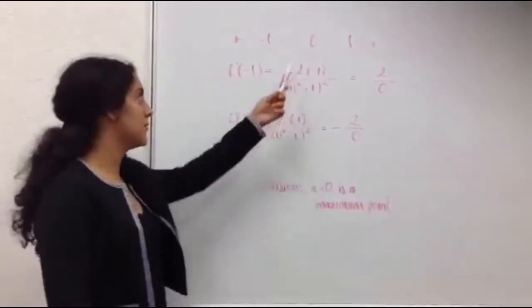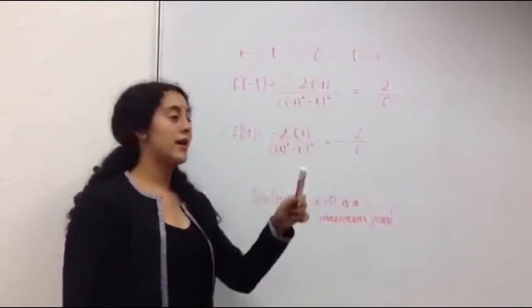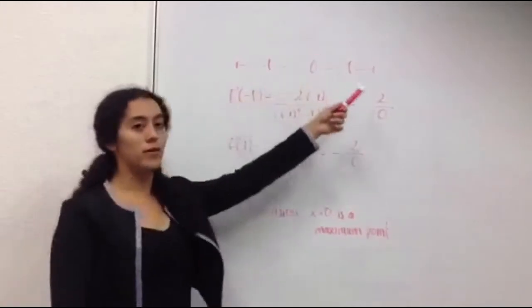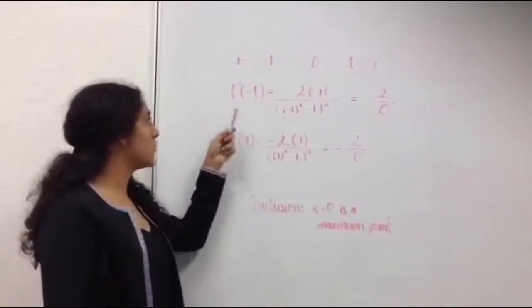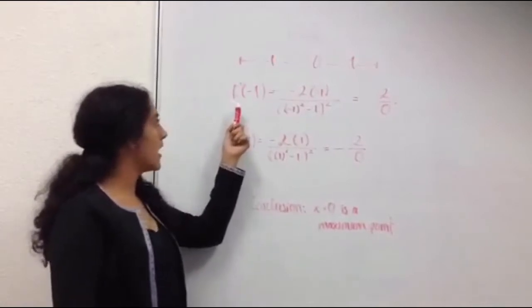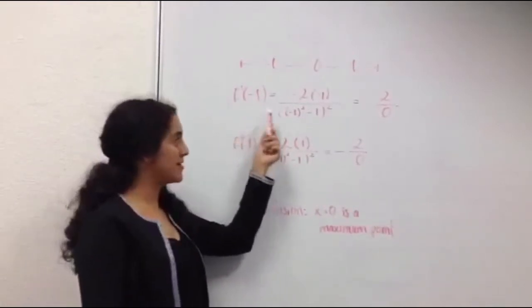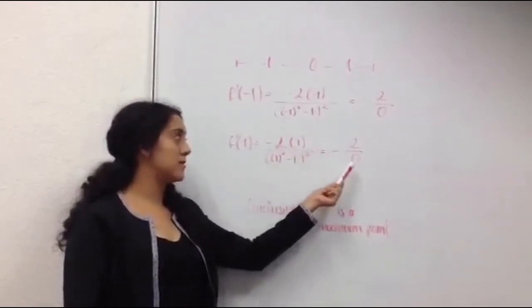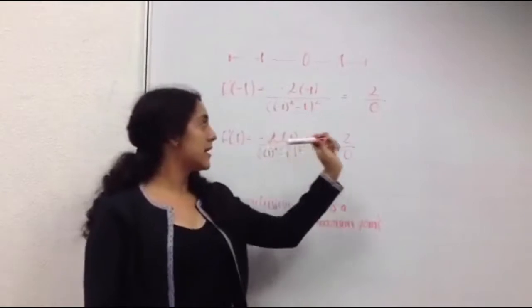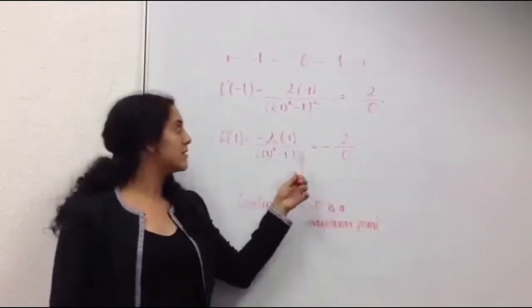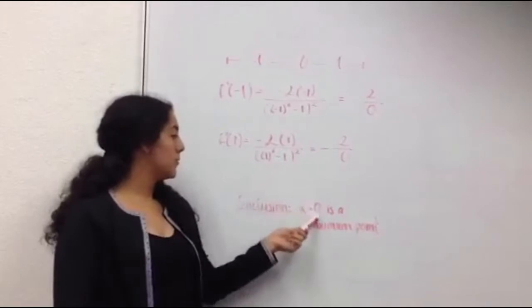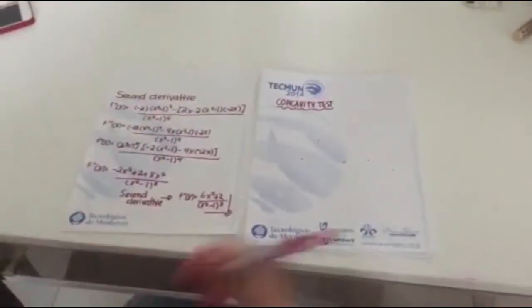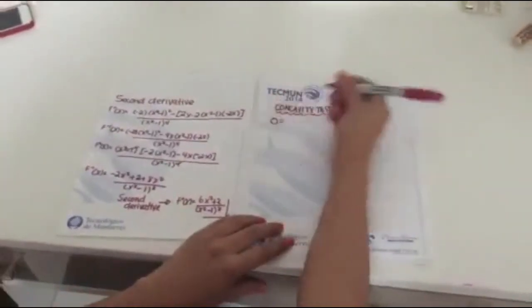Now, after we have our critical point, we have to choose a number that is bigger and smaller. So we choose minus 1 and 1, and we substitute them in the first derivative, where f prime of minus 1 is going to be 2 over 0, and f prime of 1 is going to be minus 2 over 0. And since it is positive on the left and negative on the right, then our critical point is going to be our maximum.